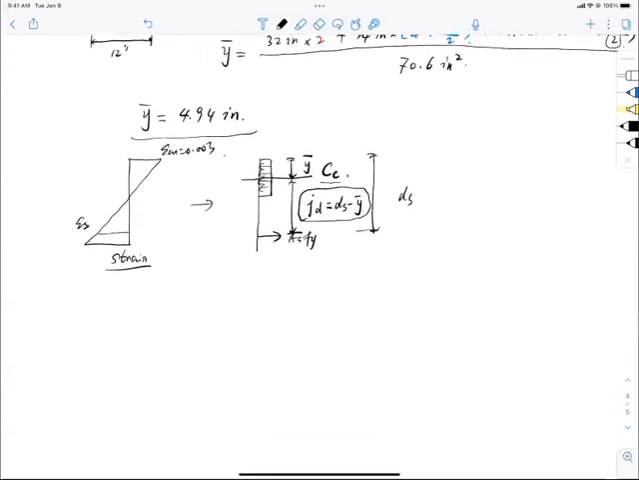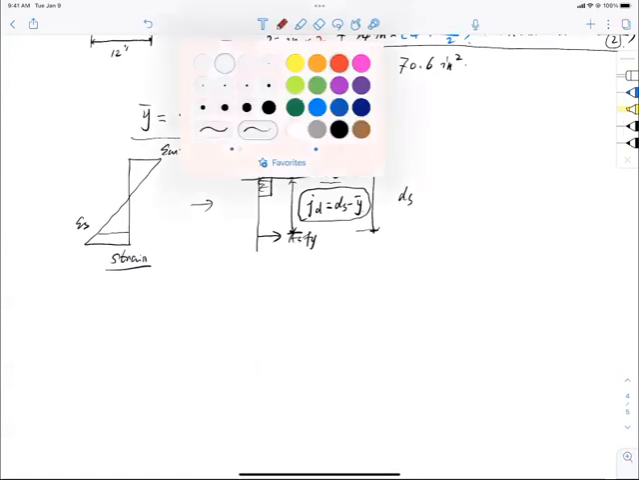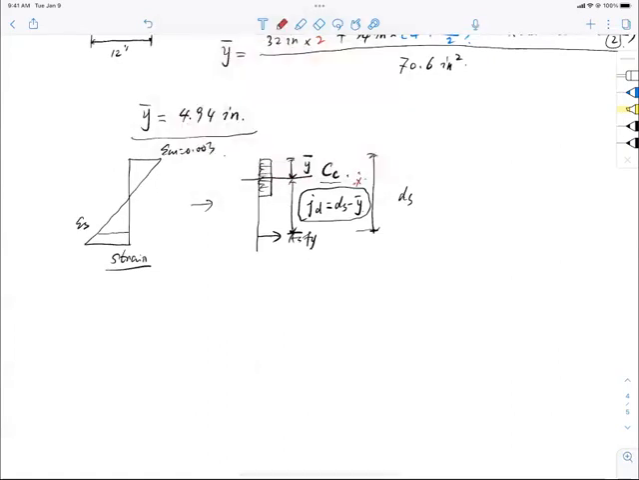That's what I'm after, okay? To make it more important, this is only for an irregular section. After going through so much trouble, all I'm trying to find out is the distance between the compression and the tension.